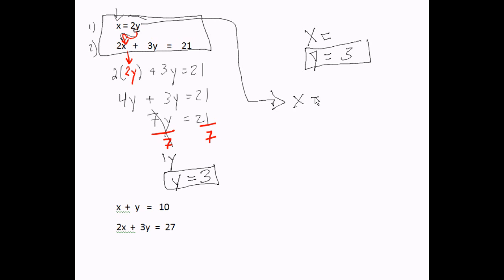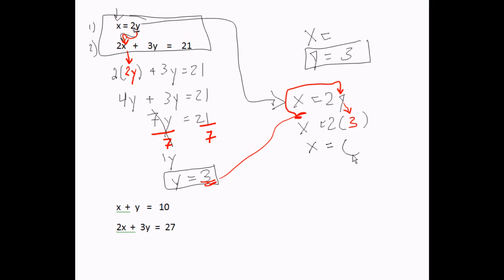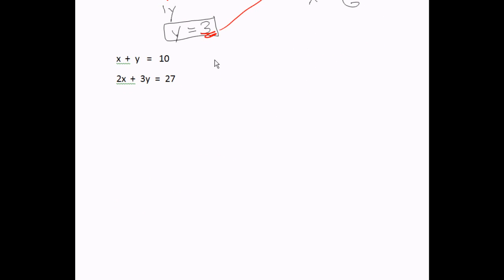Here's the first equation. X equals 2 times y. Y is 3, so x equals 2 times y. We already said y is 3. So I'm going to plug in 3 into y. So x equals 2 times 3 is 6. And I've got one more equation.